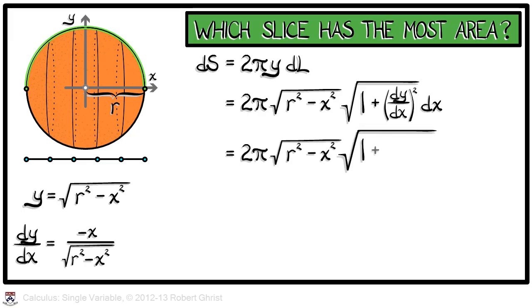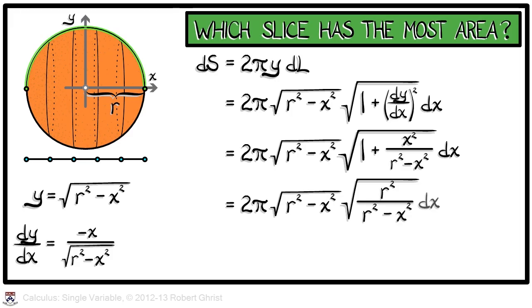And so, substituting that in for the surface area element, we see something that looks a little frightening, but it's not so bad. If we put the arc length element over the common denominator, r squared minus x squared, then indeed we see that that denominator cancels with the r squared minus x squared to the left, and we're left with 2 pi square root of r squared dx. That is 2 pi r dx. That is a simple surface area element.